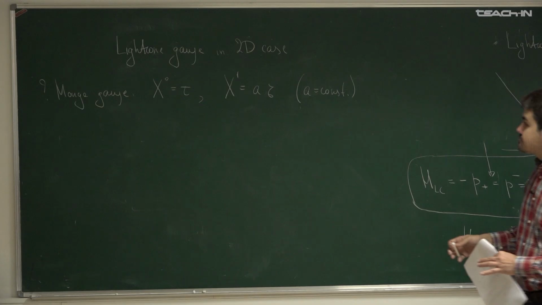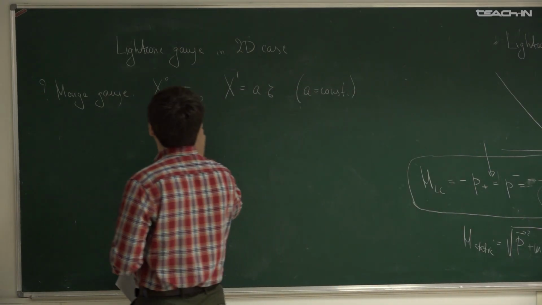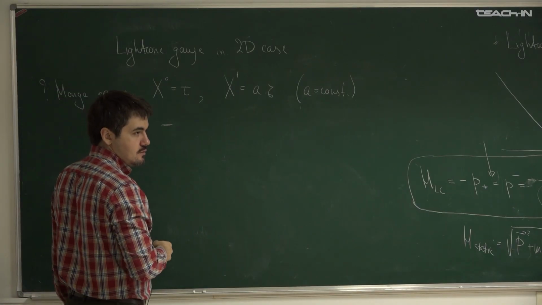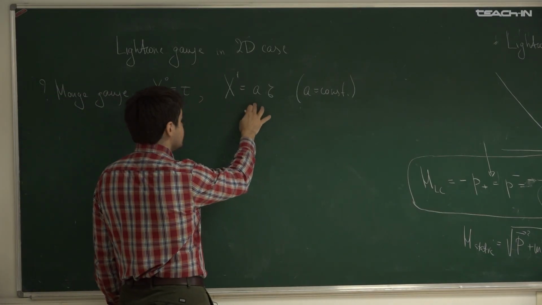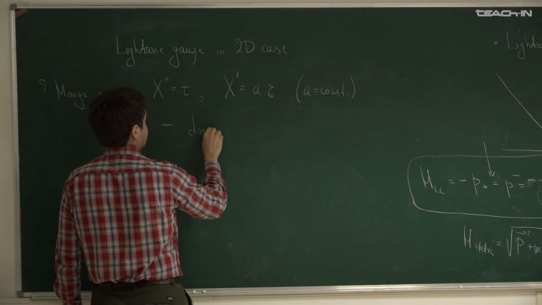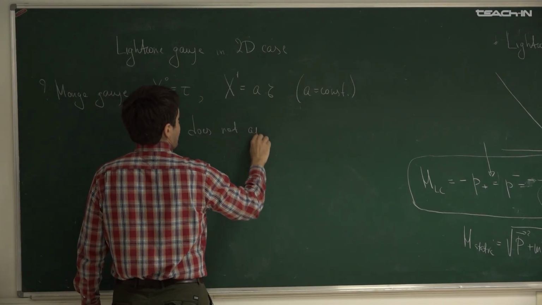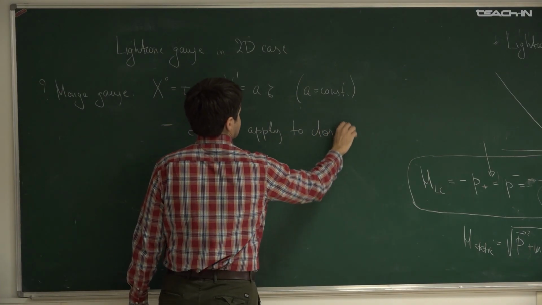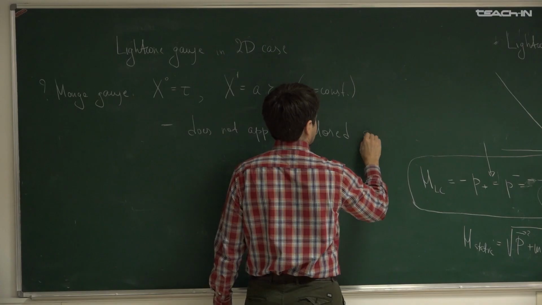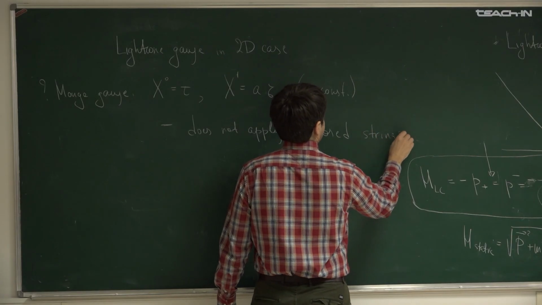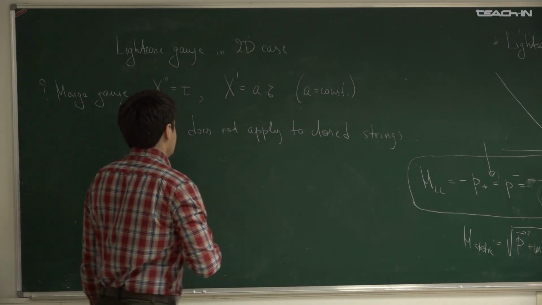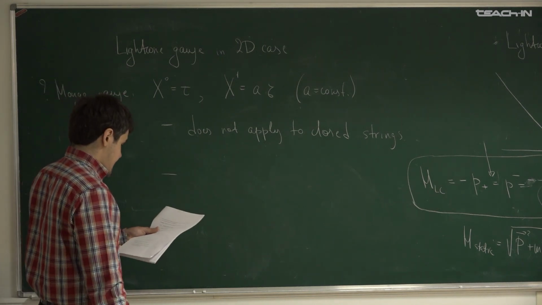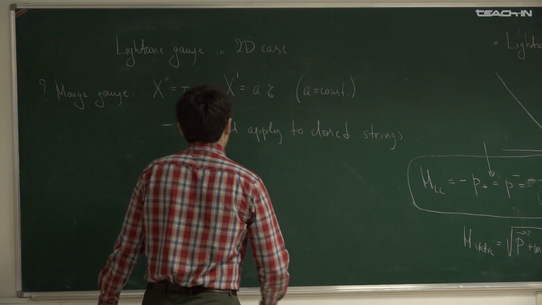But first of all, the problem with this is that it does not respect the closed condition for the string. So it does not apply to closed strings, right? Because x1 is not periodic. But a technically more essential drawback is that the Hamiltonian will be highly nonlinear.